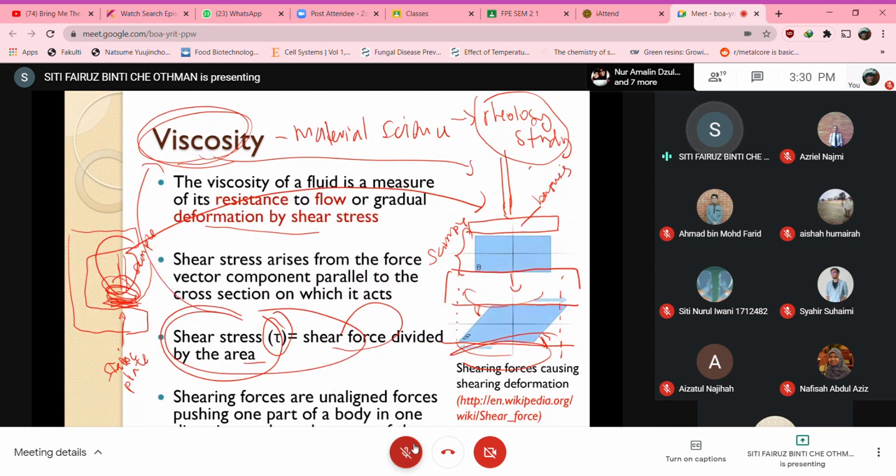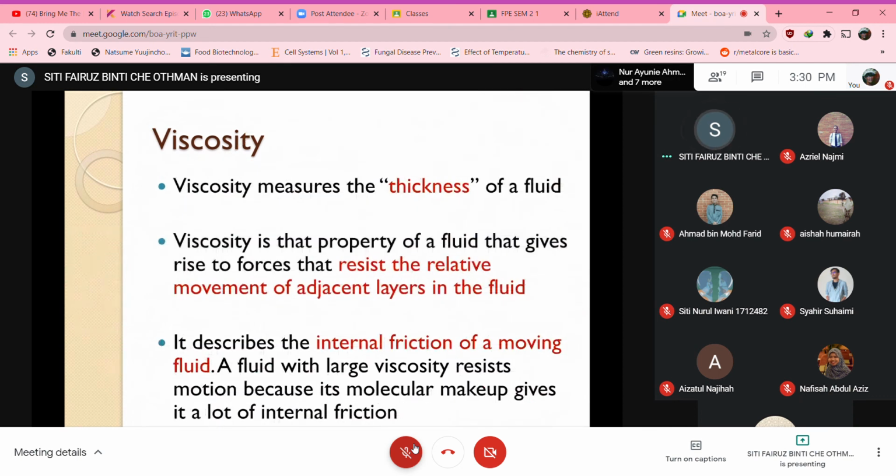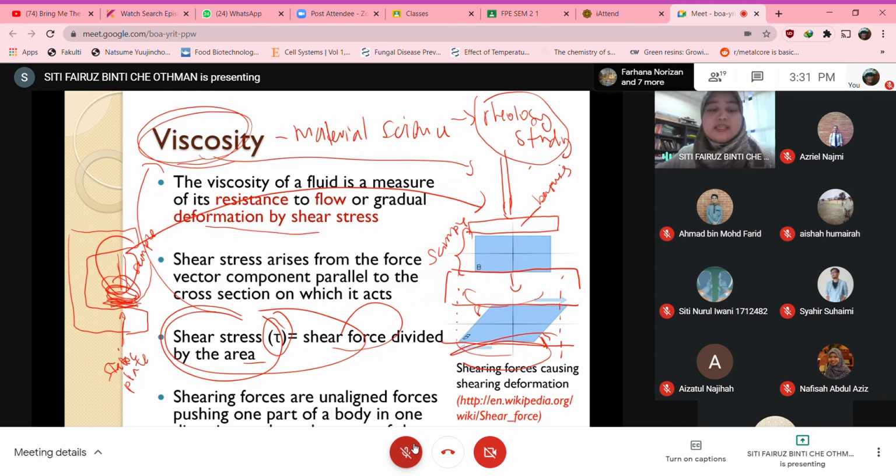Okay. This is just to explain to you how this rheometer works. Okay. Apa itu shear stress, apa itu shear force divided by area. So viscosity is actually the measure of thickness, atau dalam bahasa Melayu dia the measurement of kelikatan of that particular fluid. Okay. And viscosity is the property of fluid that gives rise to the force that resists the relative movement. Maksudnya, macam tadi kan shear force kan, macam ni. Shear stress dengan shear force.